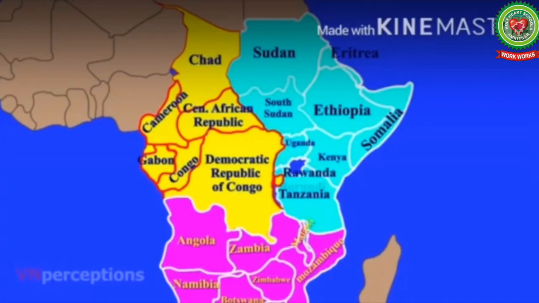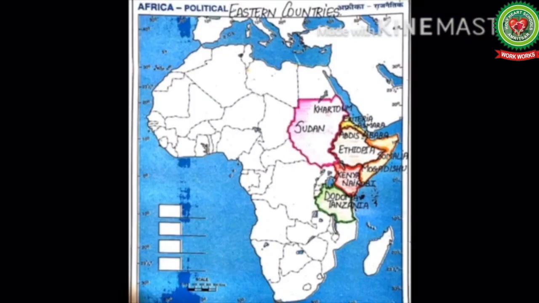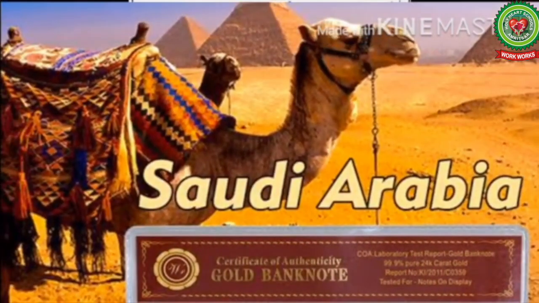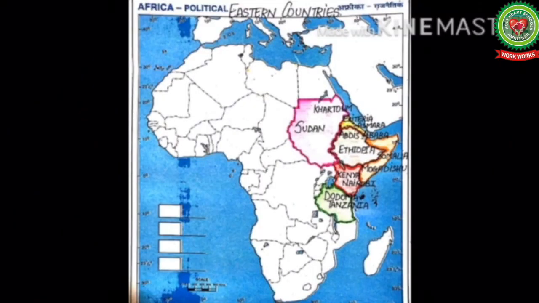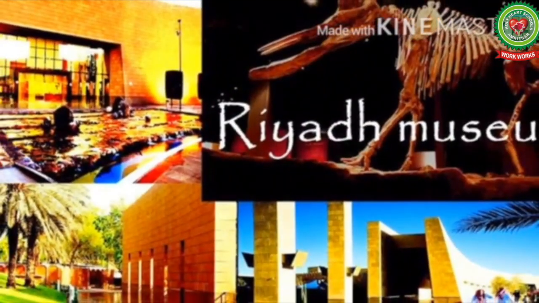Next, we will discuss the eastern countries of Africa. First is Sudan. Its capital is Khartoum. Sudan is known as the place with the world's largest collection of pyramids. There are over 200 recorded pyramids. Sudan's capital has the wealth of tourist attraction which includes National Museum and the Camel Market.